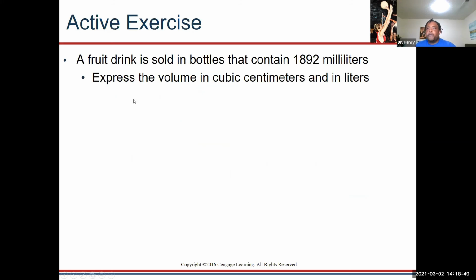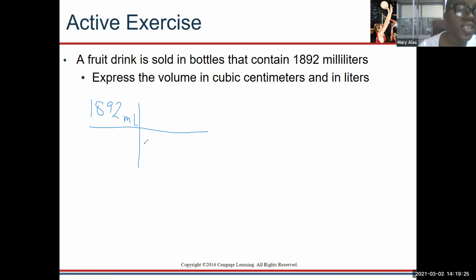So we have a fruit drink that is sold in bottles that contain 1,892 milliliters. Express the volume in cubic centimeters and in liters. So if I wanted to change this into cubic centimeters, how would I do that? If I wanted to change this into liters, how would I do that? Let's start with the cubic centimeters. So I have 1,892. That's my given. And I want to change it to cubic centimeters. How many cubic centimeters will equal a milliliter? First, how many centimeters in a liter?